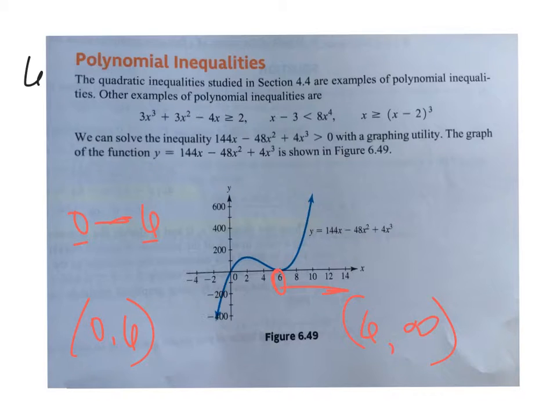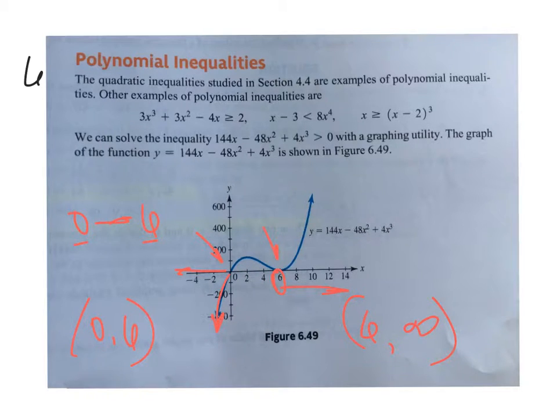Both of those places, but not at 6 and not at 0, and obviously not to the left of 0, because my y value is below 0 there, so it's not greater than 0. Okay, so that's what we're looking at. We're looking at all of the x values that give us a y value of a positive number, greater than 0.